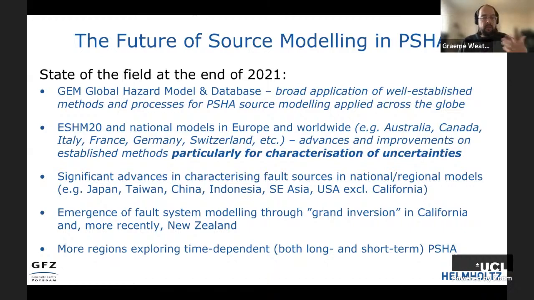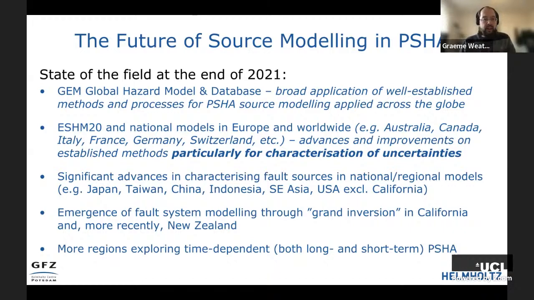More recently, for example, in the 2020 European model, but also in national models in Australia, Canada, Italy, France, and so on, you start to see new methods coming into play for making advances and improvements on established methods, particularly for characterizing uncertainties. In those regions of more active seismicity, where we have fault sources, these are now becoming more routinely represented in the national and regional models. So we see this in Japan, Taiwan, China, Indonesia, Southeast Asia, and the USA, excluding California.